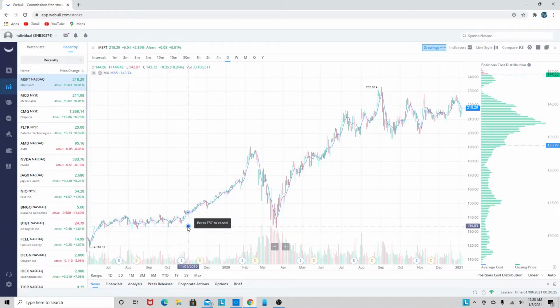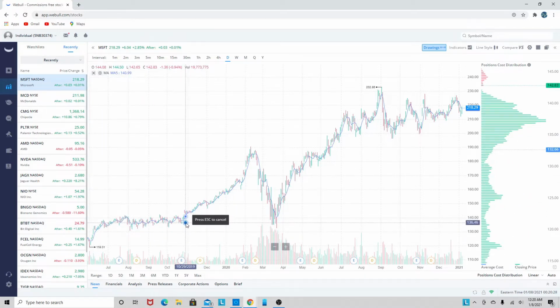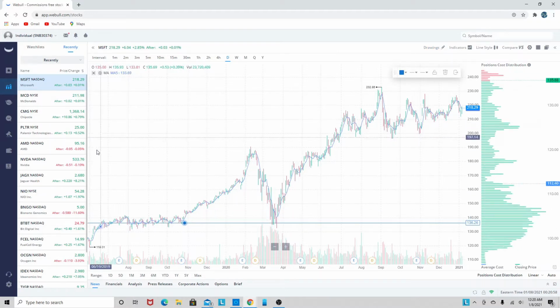So I see an area in here, where there was some price consolidation, where it was running sideways for a couple months. So that's a pretty good support area that I could see. Looks like it's around, what do we got here? It looks like 135. I'm seeing around 135, so I'm just going to go with that. It's running through my COVID candles. I'm just going to put that there for now.